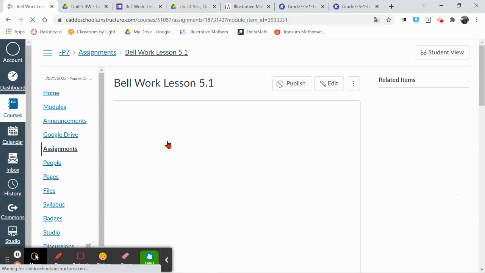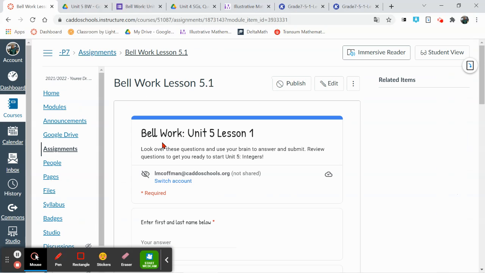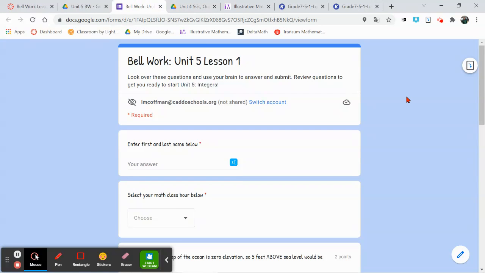And I may number those 1 through whatever to make it easier. And here's what the Bellwork looks like. So I'm going to make it a little bit bigger so you guys can see it. Here we go. So it says, look over the questions and use your brain to answer and submit. And then we're going to review these questions as we get ready to start the integers in Unit 5.